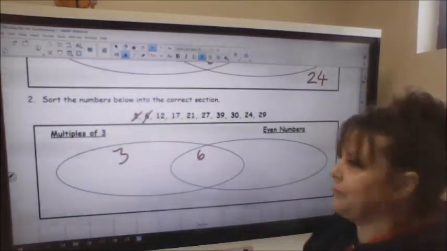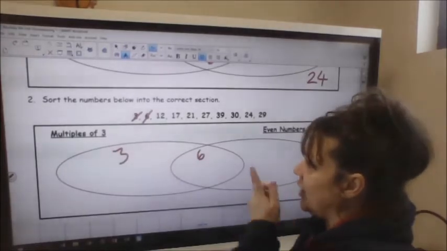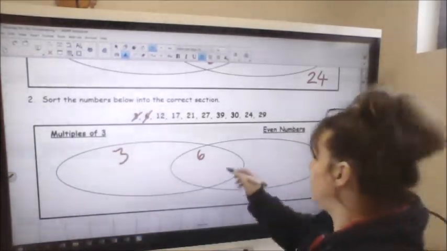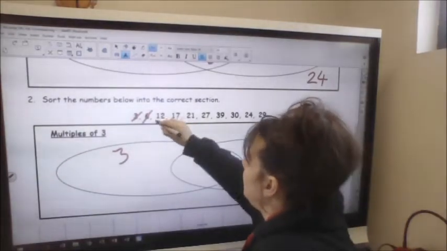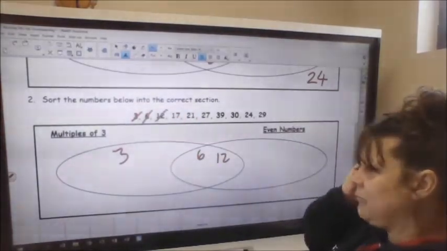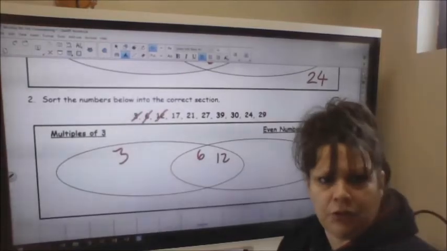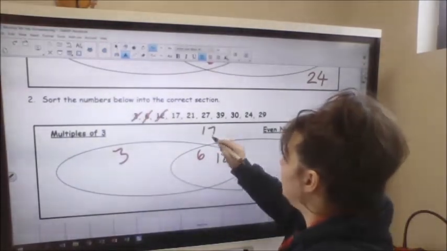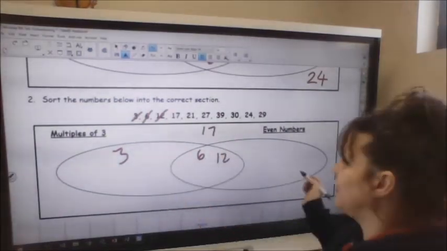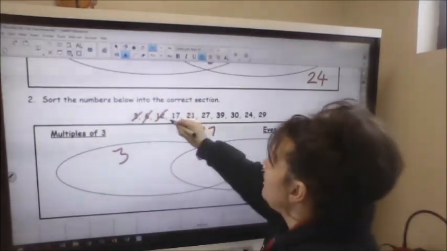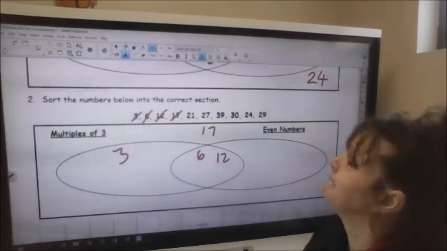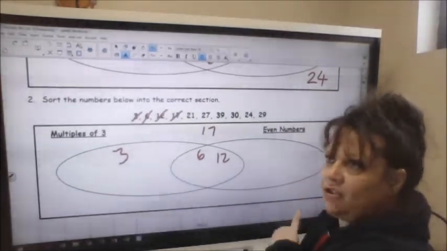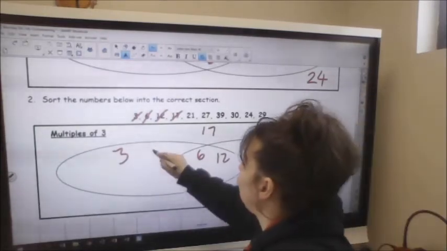Okay, 12. It's a multiple of 3. 4 3s are 12. But it's also an even number. So that goes in the centre there. Got that one. Okay, 17. Doesn't appear in the 3 times table. Not an even number, so it's going to go outside of that little diagram. Then 21. It appears in the 3 times table, but it's not an even number, so it just goes over here.